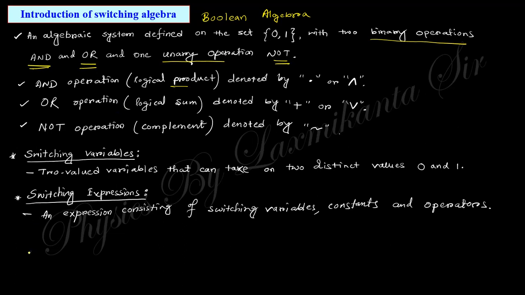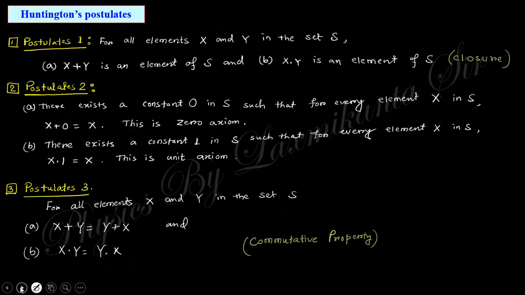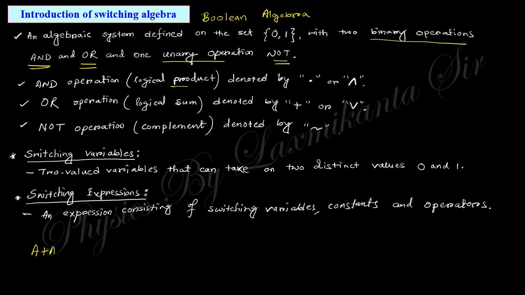For example, you can see there is a theorem known as Huntington's postulates. This theorem says that A plus A is A, A plus 1 is 1. These are the Boolean algebra rules. A plus 0 is A, A into 1 is A, A into 0 is 0, like that. The complement of the complement of A is A. These are the switching algebra or Boolean algebra rules.